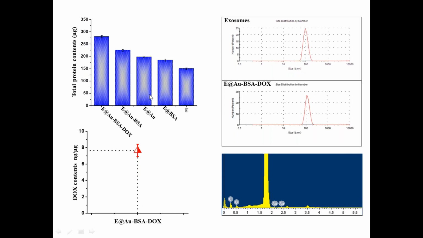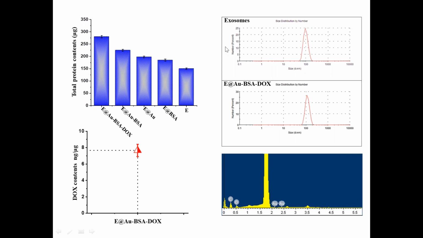Here is the total protein content of exosomes. We have here the total protein concentration of different groups. We observed the treated cells release more exosomes and non-treated cells release less exosomes. When we treated the cells with doxorubicin and gold BSA, they were under stress. Under stress, cells release a greater quantity of exosomes.